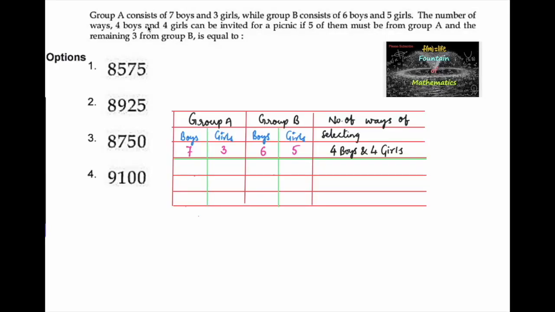So given that group A consists of 7 boys and 3 girls, while group B consists of 6 boys and 5 girls, find the number of ways 4 boys and 4 girls can be selected for a picnic if 5 of them must be from group A. So we have to select 5 from group A and the remaining 3 from group B. Let us find the different possibilities.